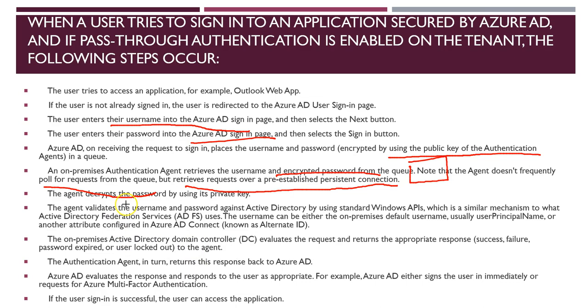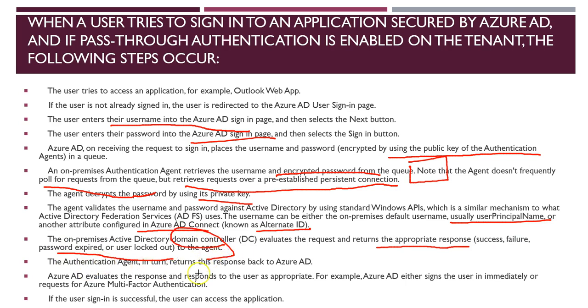The agent decrypts the password by using the private key. The agent validates the username and password against AD by the standard Windows API. It can use the UPN or another attribute configured in Azure AD Connect, also known as the alternate ID. The on-premise Active Directory domain controller evaluates the request and returns the appropriate response to the agent. It can be a success, failure, password expired, or account lockout.